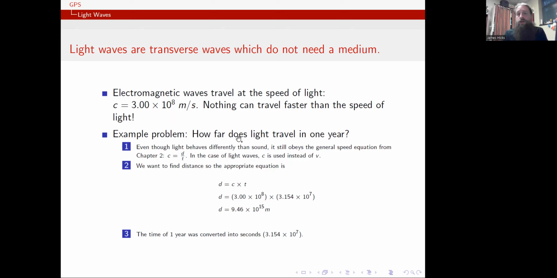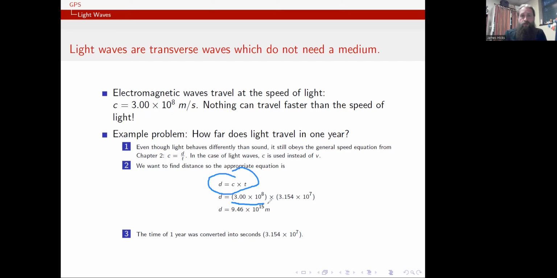So for this problem, we need to figure out how far light travels in 1 year. So I'm going to use the speed is distance divided by time equation, just like before, because I know my time, it's 1 year, and I know my speed, it's the speed of light. But I want to use it in the form distance is speed times time. So remember, there were 3 different ways I could write the speed equation. This is one of them. Distance is speed times time.